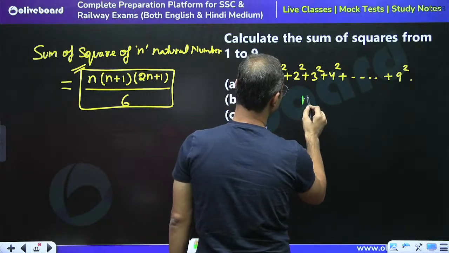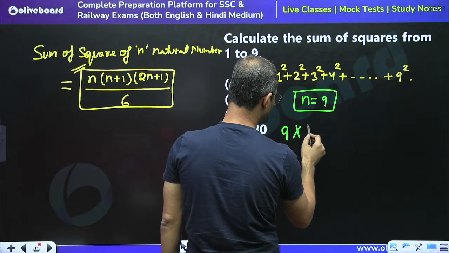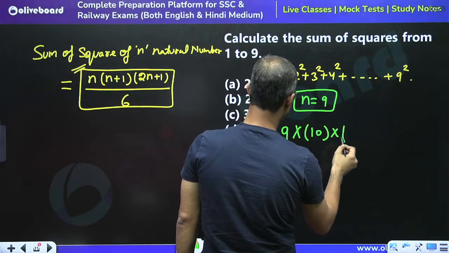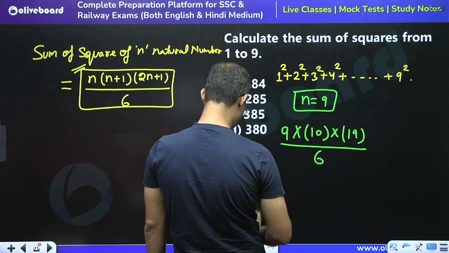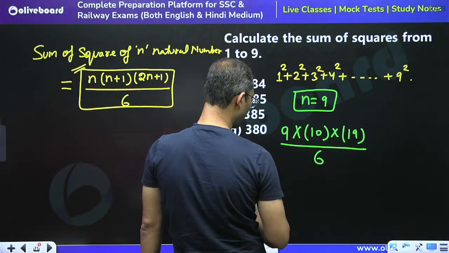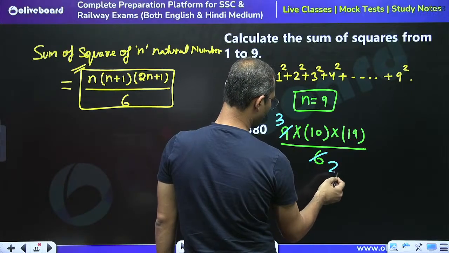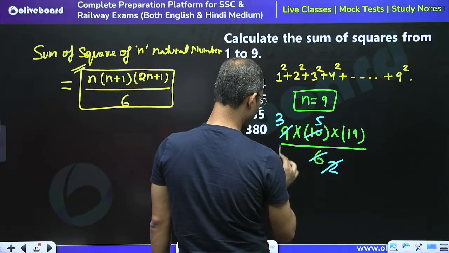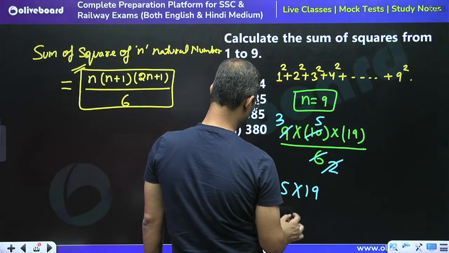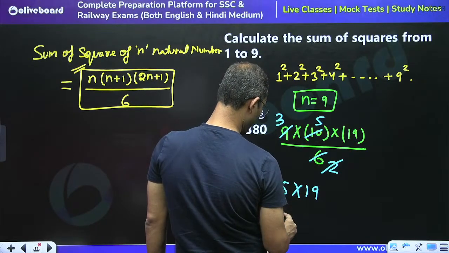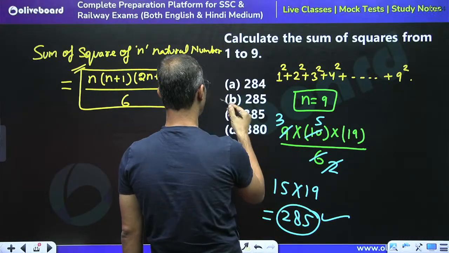Taking n equal to 9, starting from 1, applying the formula: 9 into 9 plus 1, which is 10, into 2n, which is 18 plus 1, 19, divided by 6. By 3, this is 3 times and this is 2 times; by 2, this is 5 times. So we get 15 into 19, which is 285. So 285 is the right answer. B part is the right answer.